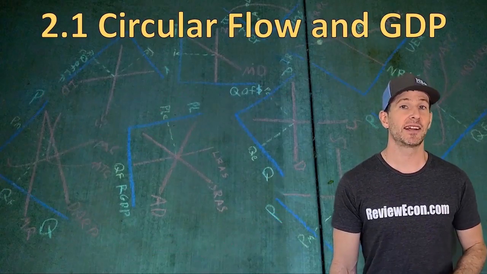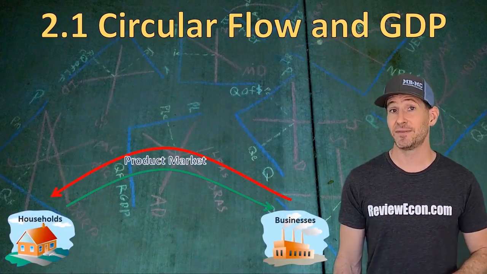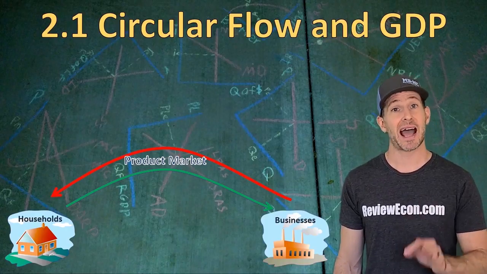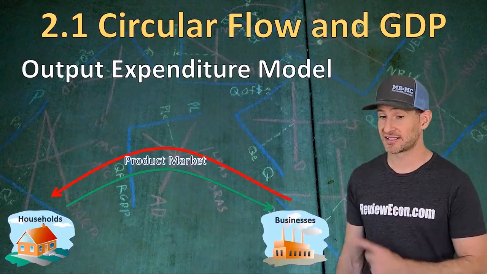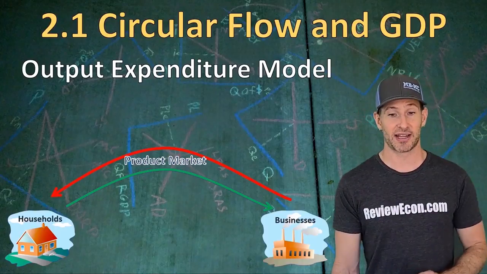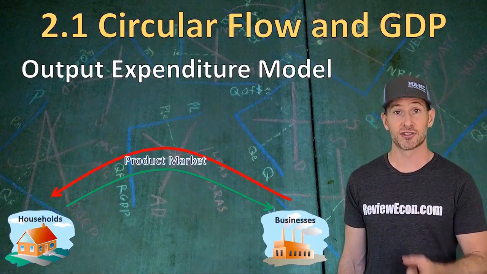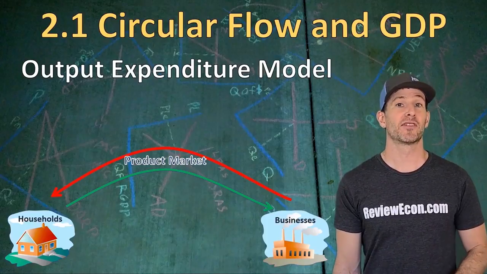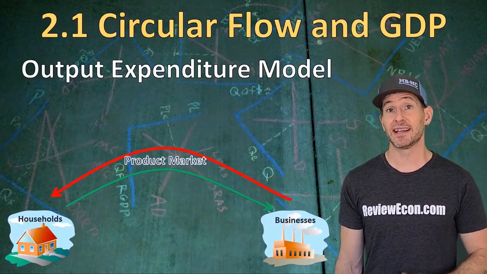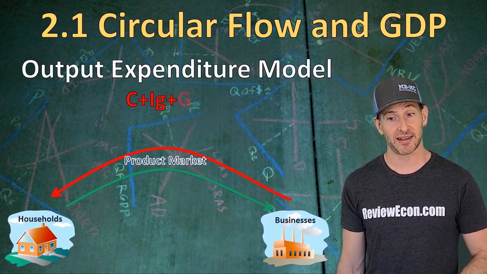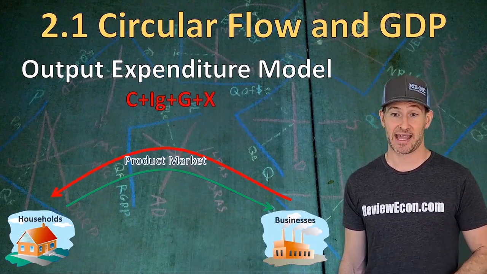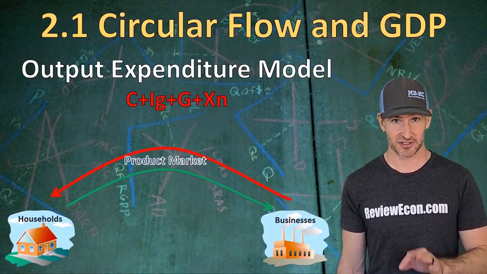The method for calculating GDP that shows up most on the AP macroeconomics exam is the output expenditure model for calculating GDP. Here we are looking at the sales that are in the product market. This is the money that goes from households to businesses. The formula for the output expenditure model of GDP is C plus I sub G plus G plus X sub N. Let's look at each of those variables a little closer.